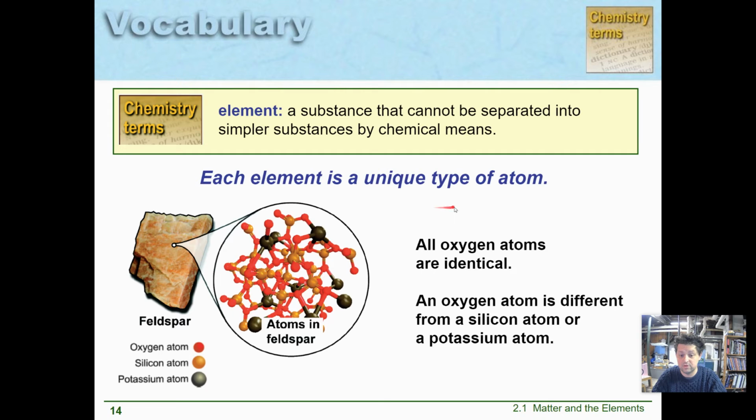Each element is a unique type of atom. All oxygen atoms are identical for the most part. An oxygen atom is different from a silicon atom, and a silicon atom is different from a potassium atom. They're all unique, but all of the similar ones are the same.